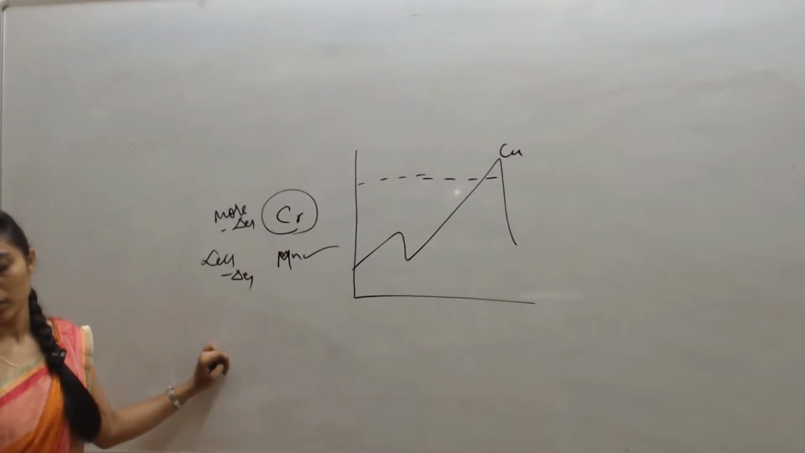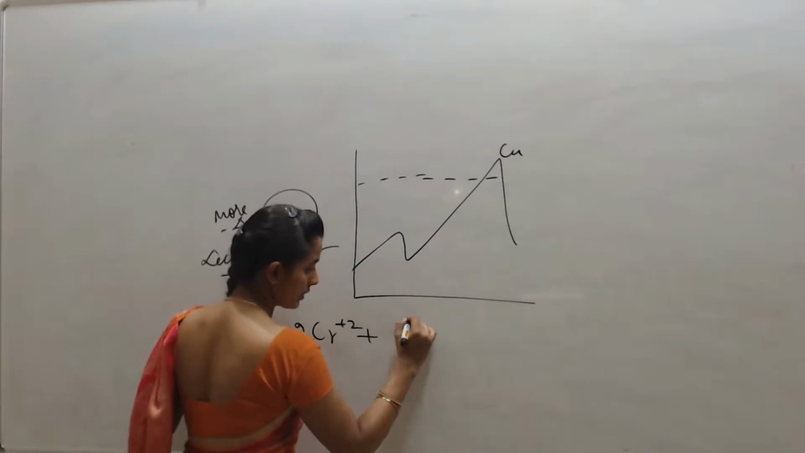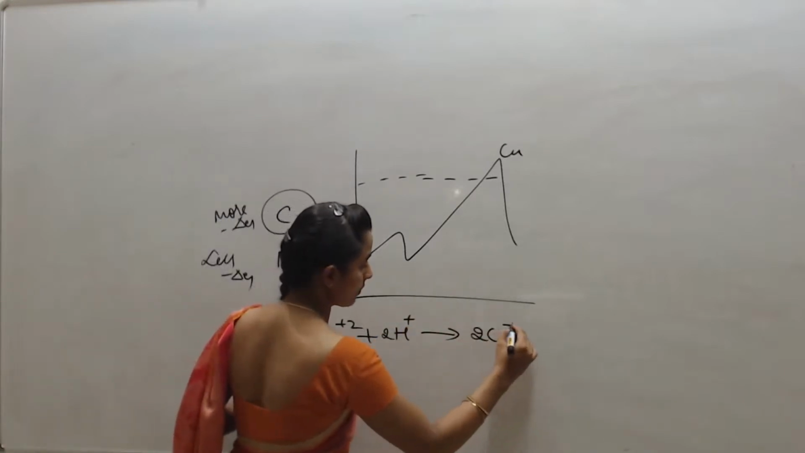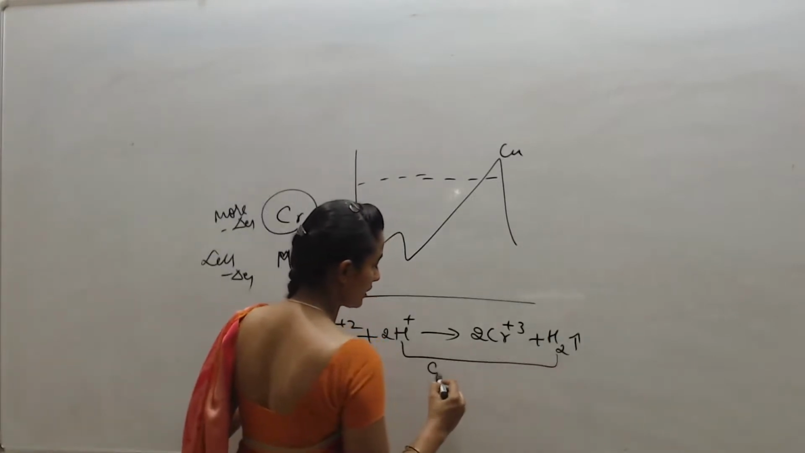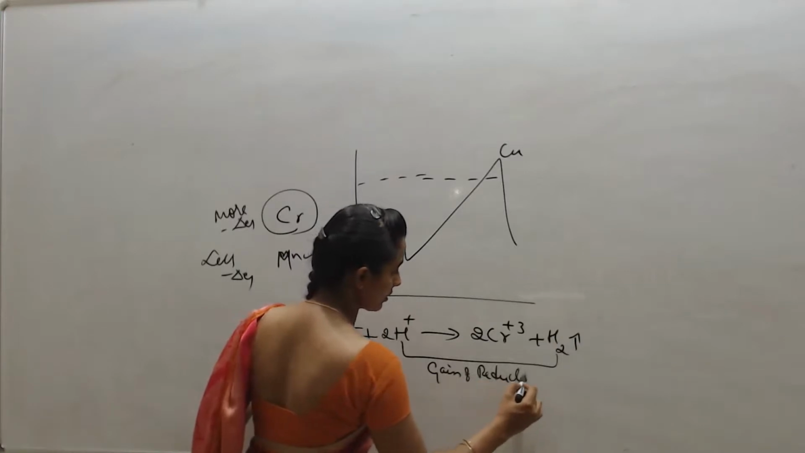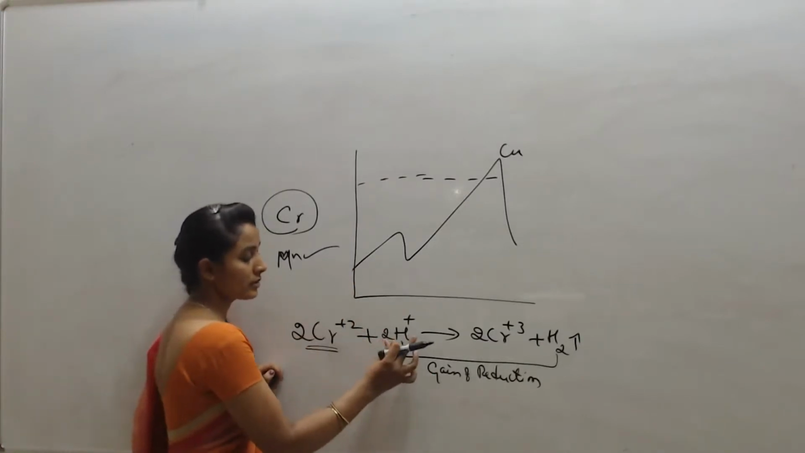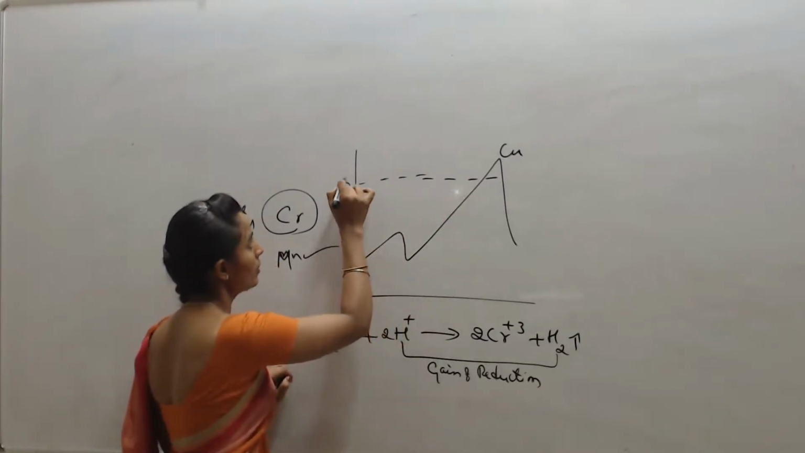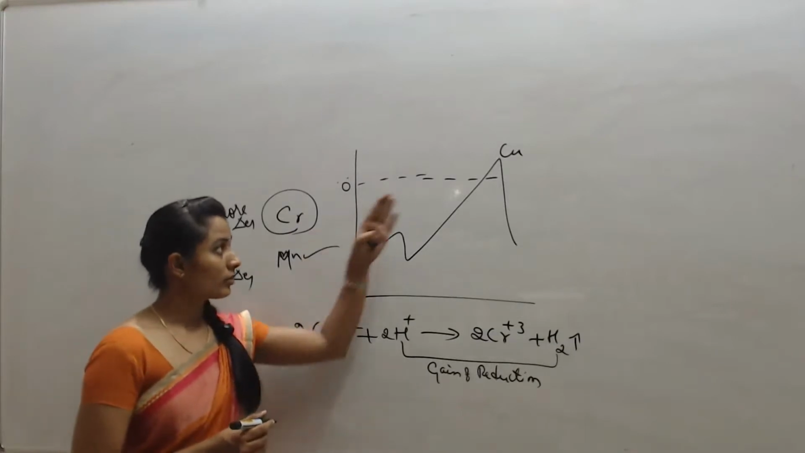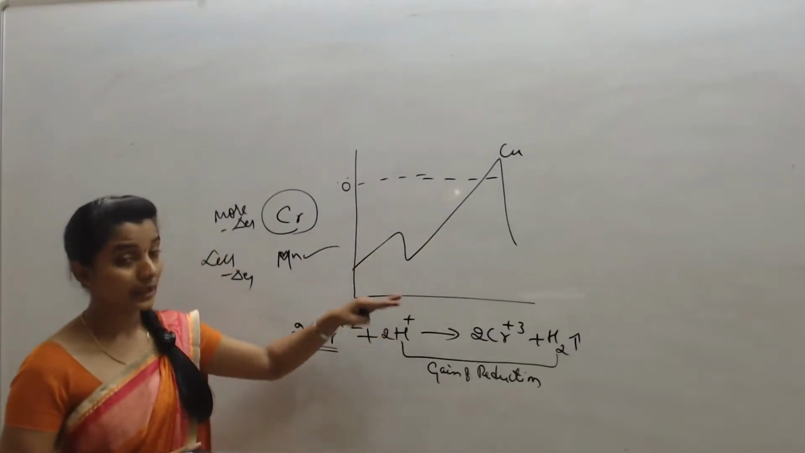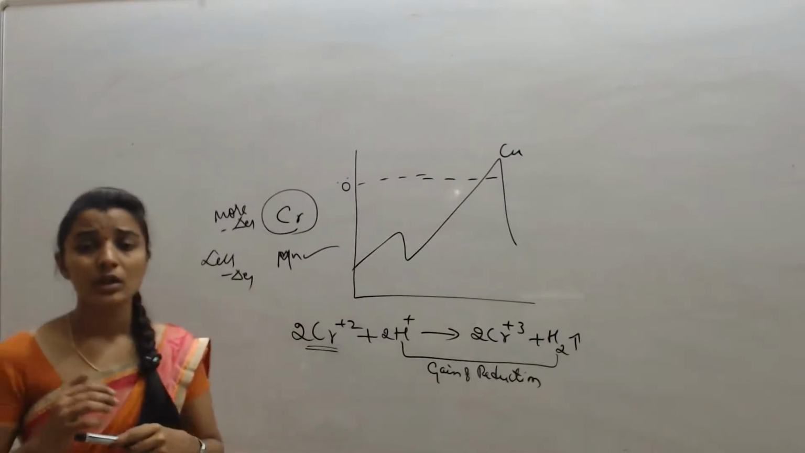All the D block elements reduce hydrogen. That means 2Cr2+ plus 2H+ gives 2Cr3+ plus H2. So this is gain of electron, that is reduction. If reduction occurs, this is the reducing agent. So all the metals reduce hydrogen. Why? Because they have a negative electrode potential value. If the electrode potential value is equal to 0, that shows the hydrogen curve. So that's why copper cannot reduce hydrogen. Hydrogen can reduce copper because copper has a higher value than this. This is the chemical reactivity.